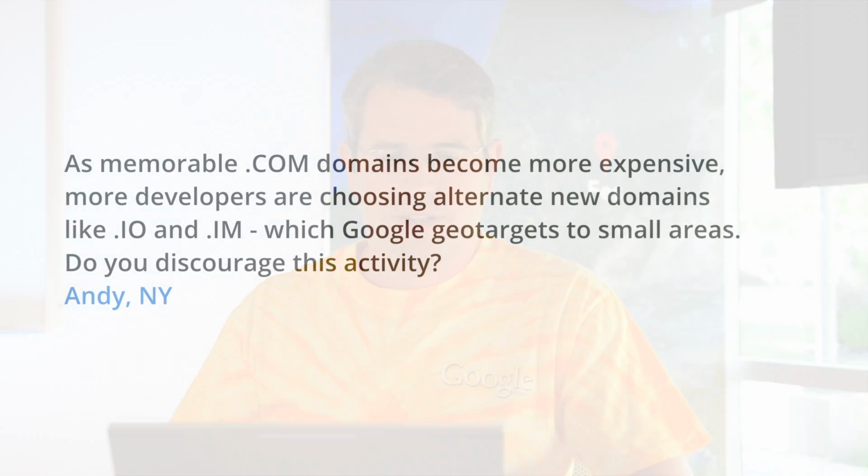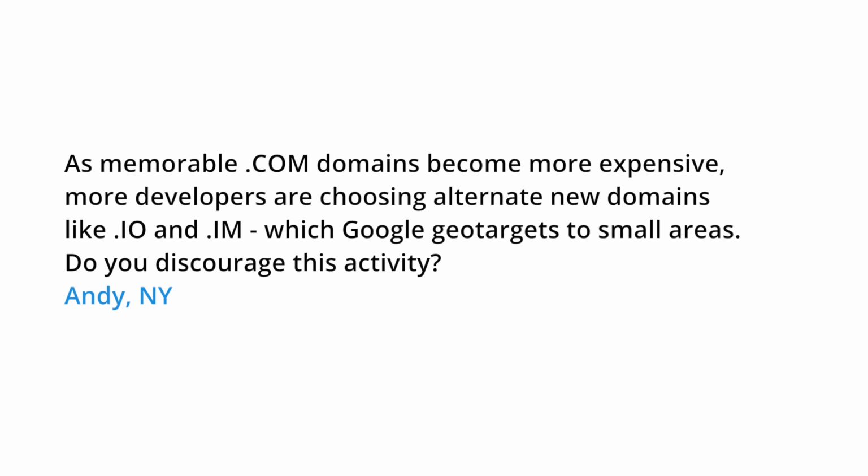We have a good question from Andy in New York, who asks, as memorable .com domains become more expensive, more developers are choosing alternate new domains like .io and .im, which Google geotargets to small areas. Do you discourage this activity?